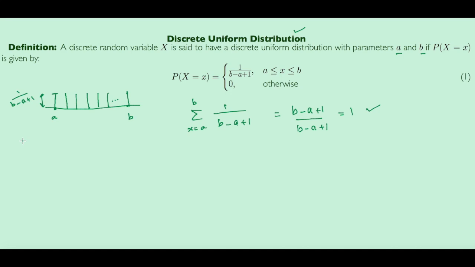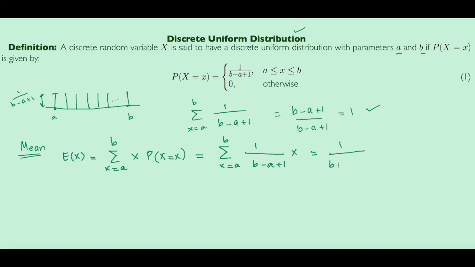Okay, so let's talk about the mean. The mean is E of X, which is equal to the summation over x in the support, a to b, of x times p of x. So this is equal to the sum over x from a to b of 1 over b minus a plus 1 times x. So this is equal to 1 over b minus a plus 1, then the sum over x from a to b of x.